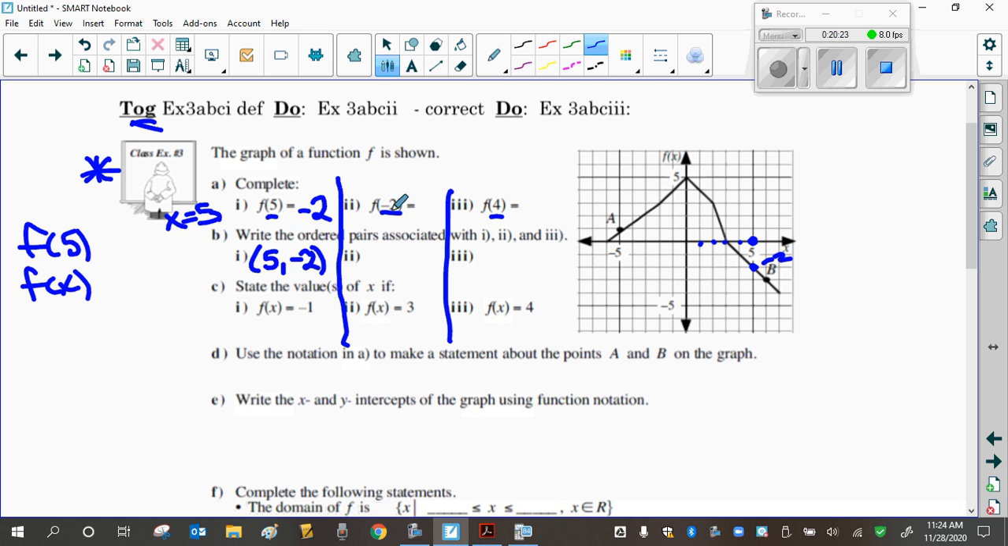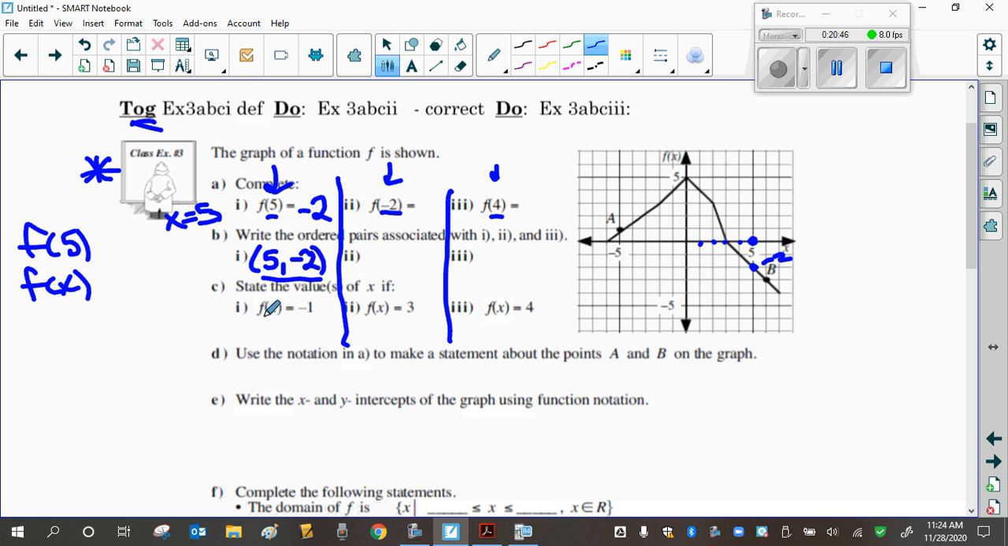So 5 tells you to go 5 right. Another number might tell you to go 2 left, or 4 right. And you see where the graph is 2 left, 4 right, or in this case, 5 to the right. It is at 2 down. So 2 down means -2 on the y-axis, and then that gives you the point 5, -2.